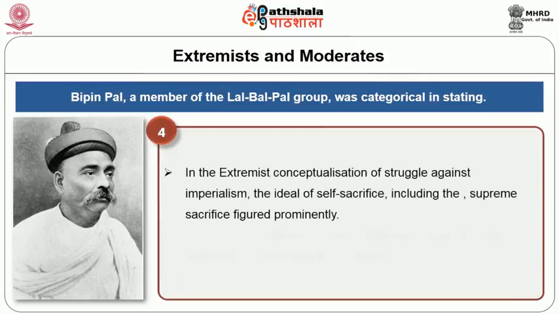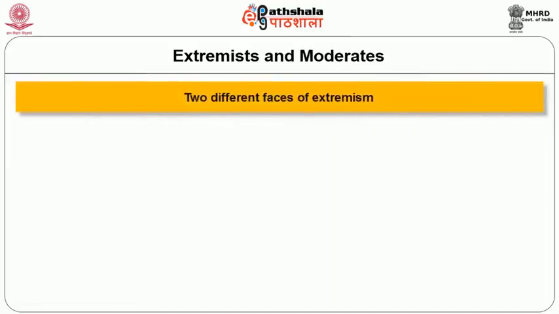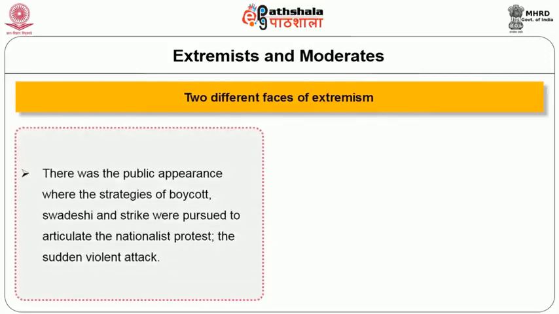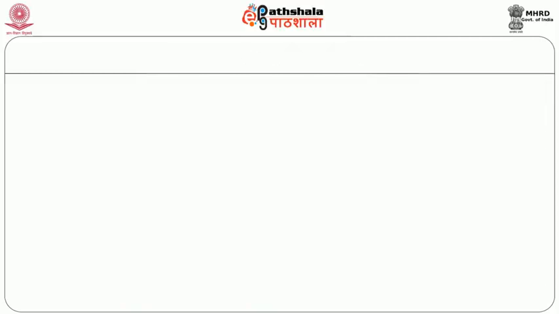Fourthly, in the extremist conceptualization of struggle against imperialism, the idea of self-sacrifice, including the supreme sacrifice, figured prominently. In the moderate scheme of political struggle, this idea appeared to have received no attention. This probably indicates two different phases of extremism. On one hand, there was public appearance where strategies of boycott, Swadeshi and strike were pursued to articulate the nationalistic protest. The sudden violent attack was, on the other, also encouraged to terrorize the British administration that was rattled following the incessant violent interventions by those who preferred underground military operations.